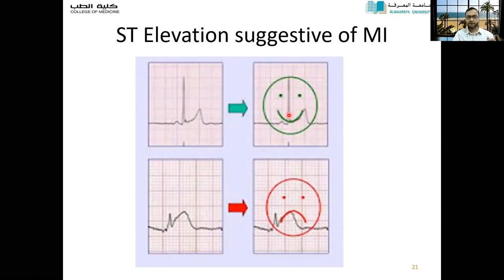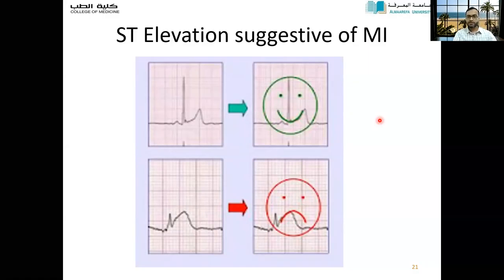Another criteria for diagnosing myocardial infarction is that the ST segment elevation should be more than 1 millimeter. It means it should be more than 1 small square. One more criteria is that these changes of ST segment elevation should be in more than 1 consecutive leads.